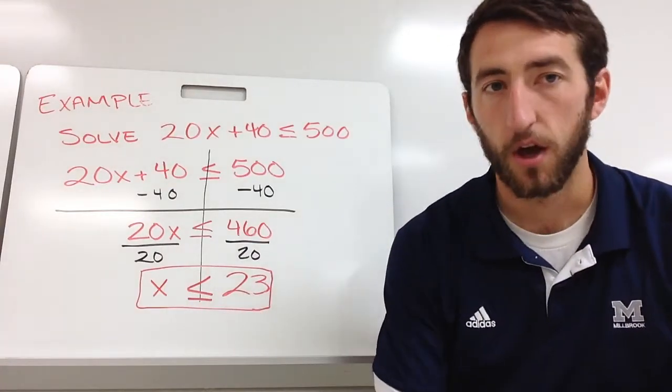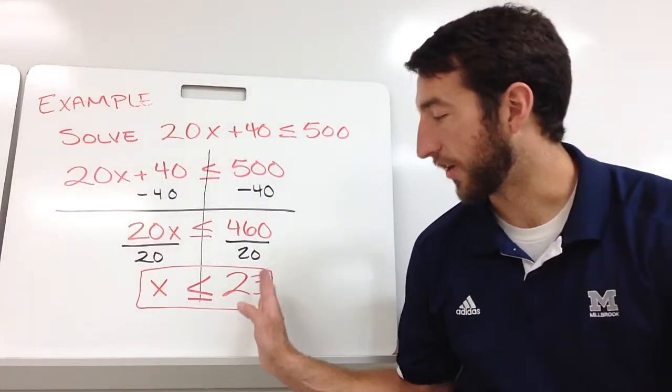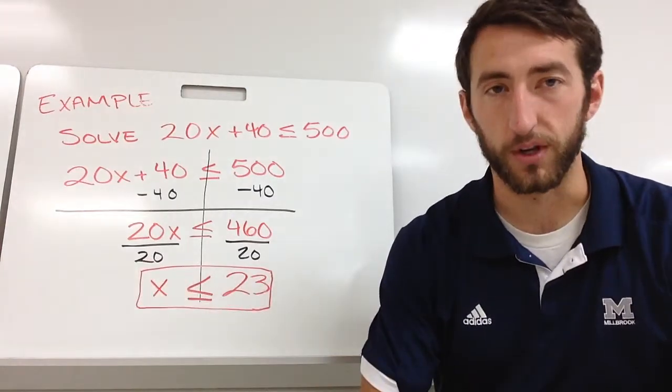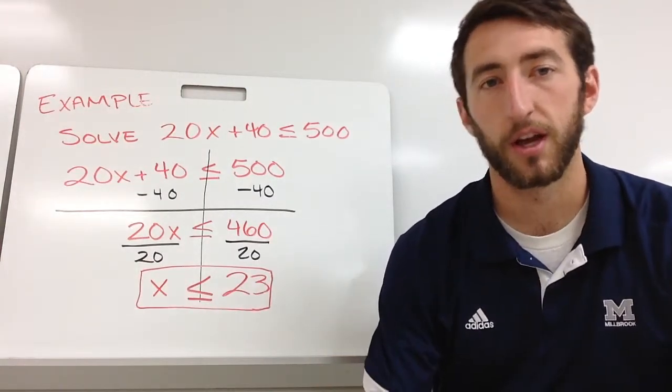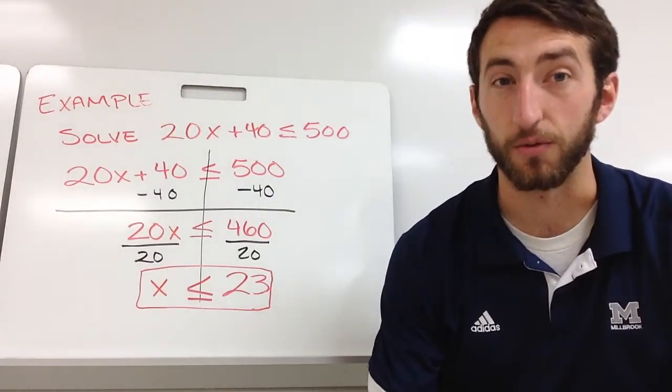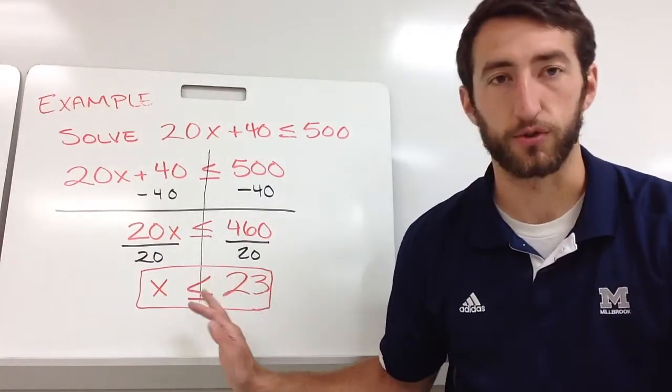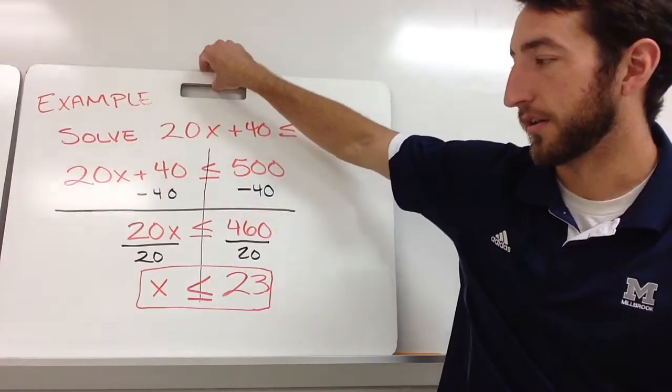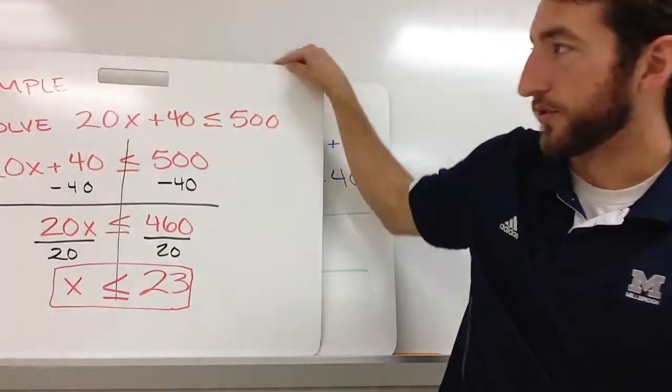So this means we have an infinite amount of solutions. All of them are less than or equal to 23. So it can be 23, it could be 22, it could be 0, it could be 0.2962. All of those are possible solutions for this, and there are a lot more. Let's do another one.